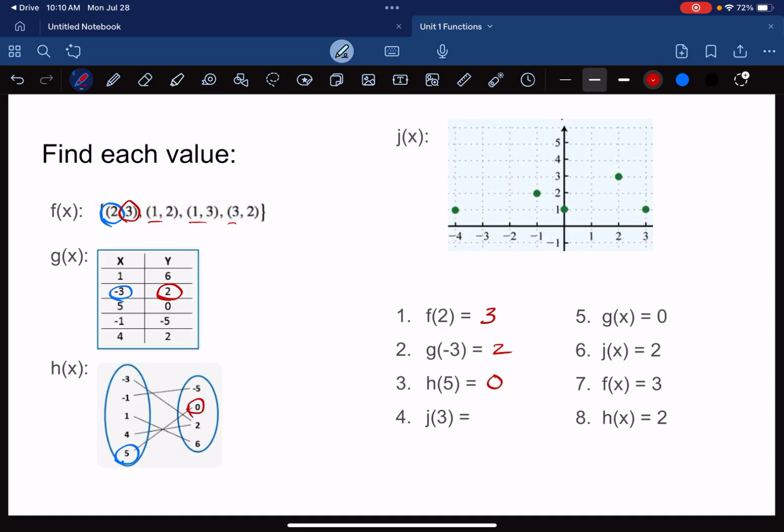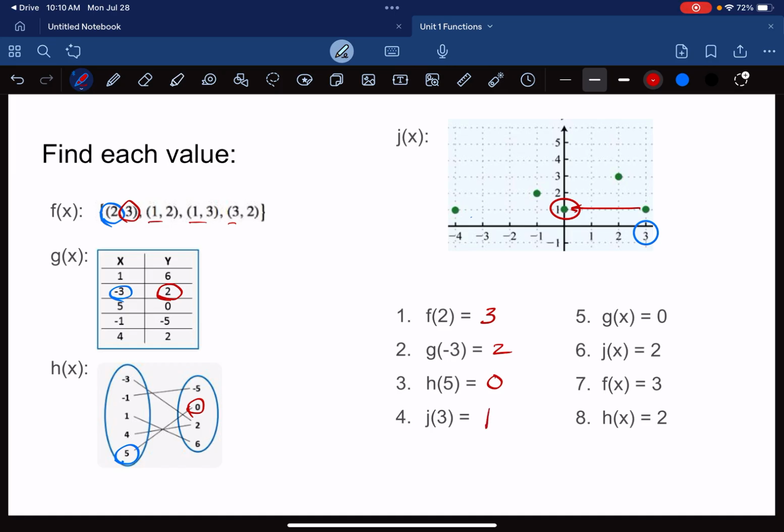J of 3. J is this graph of points up here. Again, it's discrete. I can count them. There's 1, 2, 3, 4, 5 points. And I'm looking for where x is 3. So here's x is 3. And this is the point that corresponds to it. And so I'm just looking for its y value, which is going to be 1.